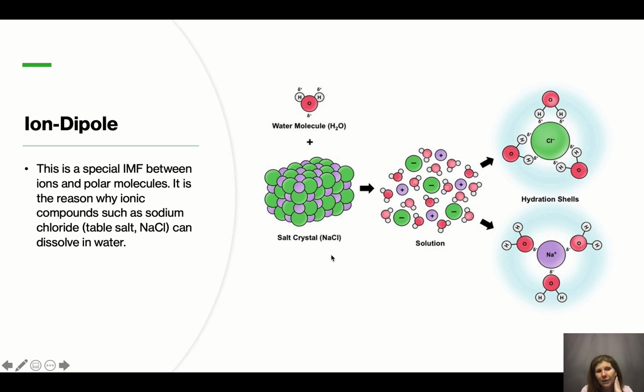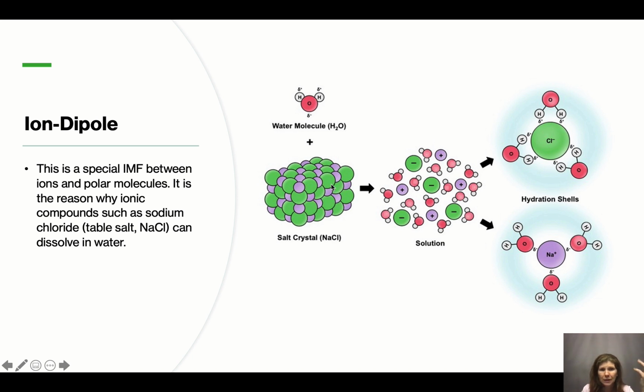All right, and last but not least is our ion dipole. This isn't really between molecules, but actually between a molecule and an ion. And lots of times when we talk about this ion dipole, it is used to describe how ionic compounds dissolve in water. Okay, so we have kind of a classic example here.